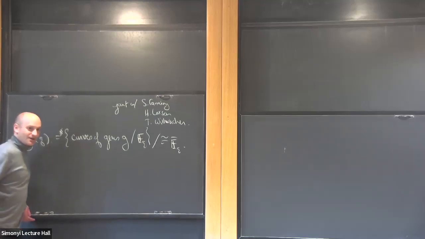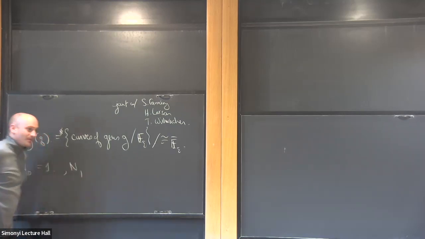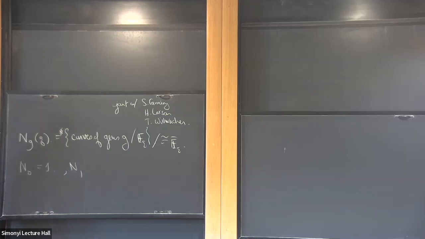We can just start counting these things in low genus to get a feeling for what's going on. So let's start with genus 0. There's only one geometric curve of genus 0, it's P1. So N0, we'll think of fixing G and viewing this as a function of Q. So N0 is 1. Then we can go to N1. Geometrically, every curve of genus 1 is classified by a point on the J line. And a J invariant comes from a curve over F_Q if and only if the J invariant is in F_Q.